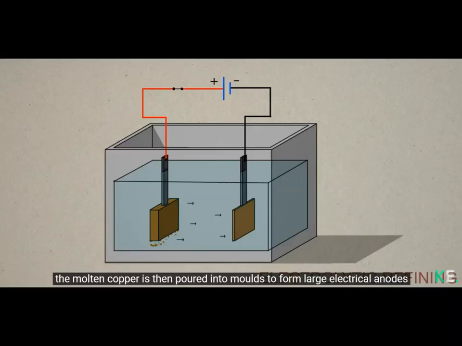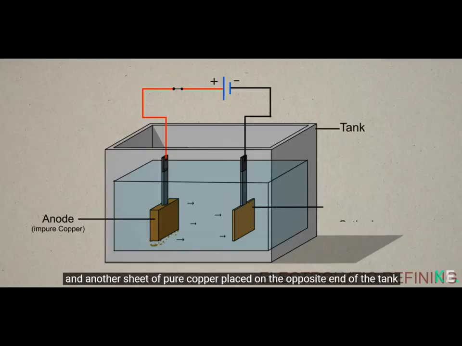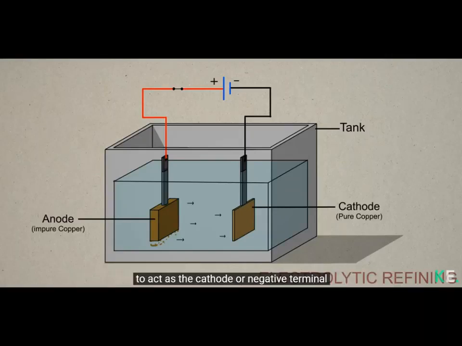The molten copper is poured into the molds to form large electrical anodes which act as positive terminals for the electrolytic refining process. Each copper anode is placed in individual tanks or cells, and another sheet of pure copper is placed on the opposite end of the tank to act as the cathode or negative terminal.